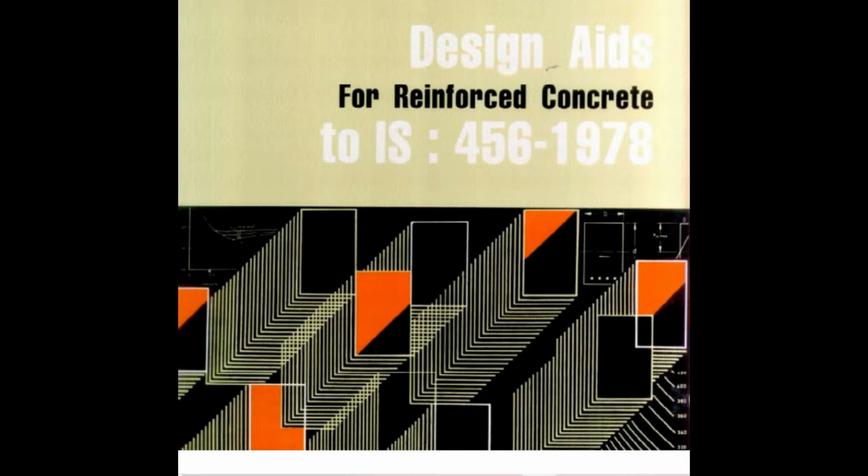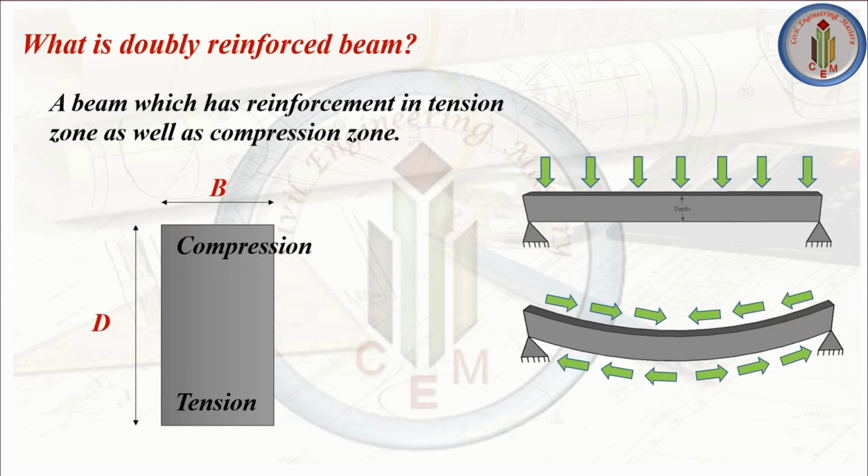SP16 is the design aid for reinforced concrete. It is Special Publication 16. In that code there are limiting values for the required area of steel. So if the required area of tensile steel is more than the limiting area of tensile steel, then we have to provide compression reinforcement to increase the moment carrying capacity of the beam. In this way we call it a doubly reinforced beam if the required area of steel is more than the limiting area of steel. So then we have to provide the doubly reinforced beam.